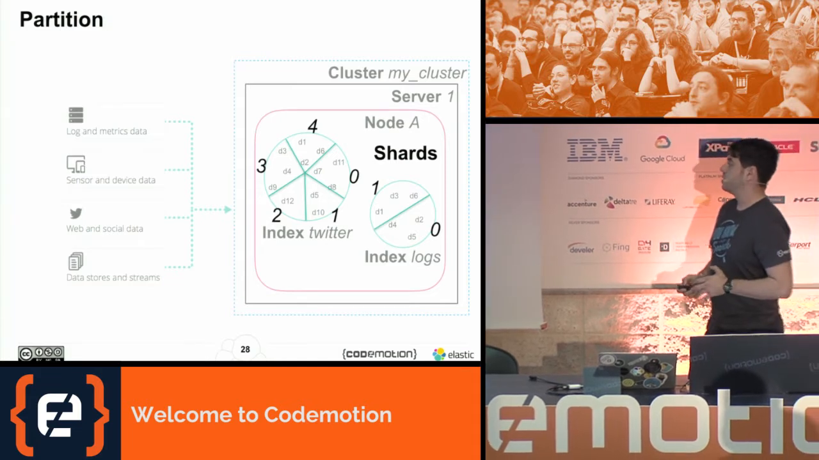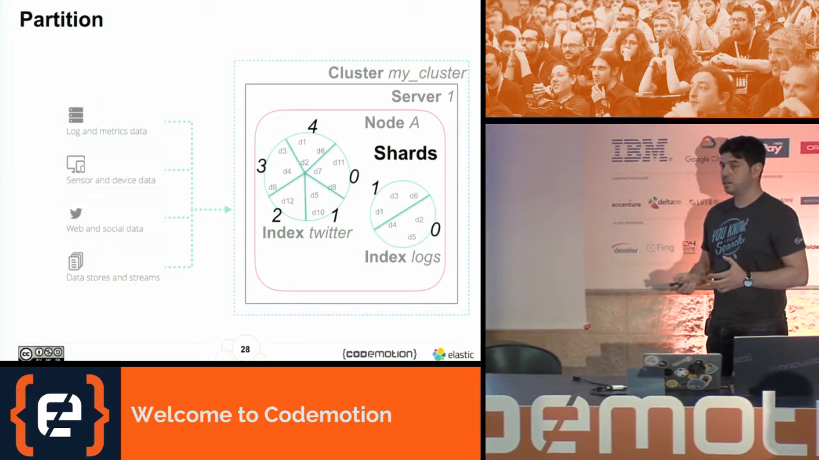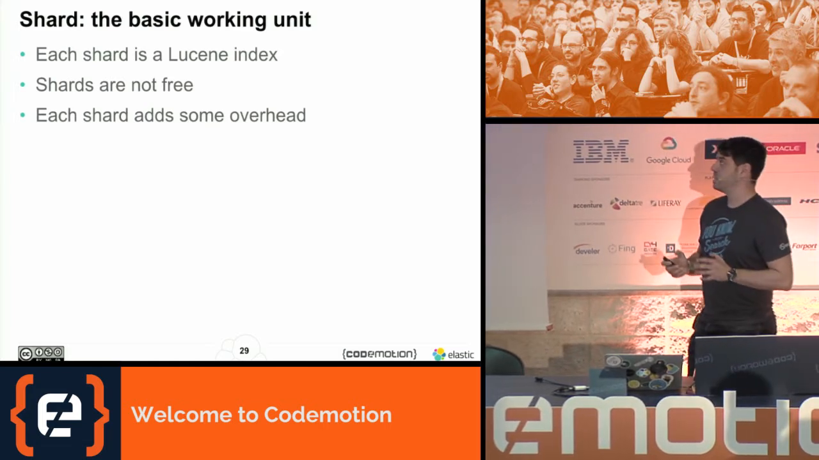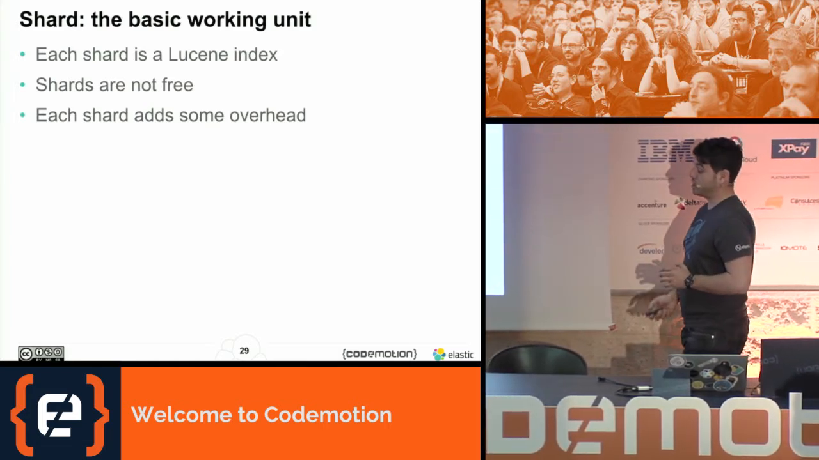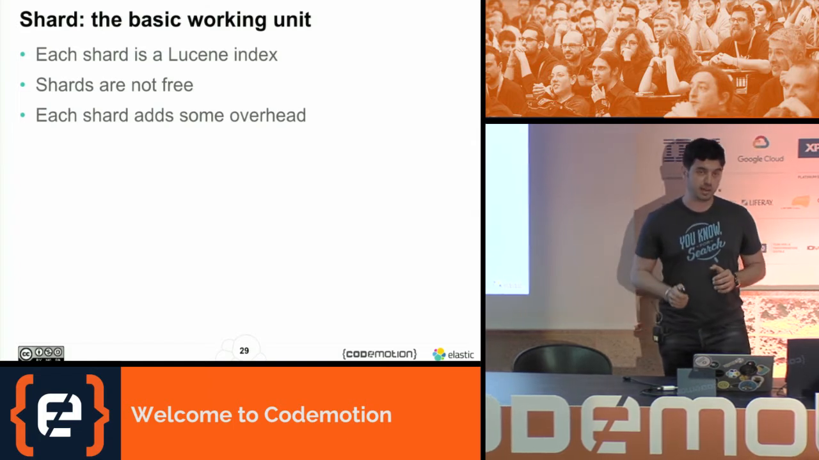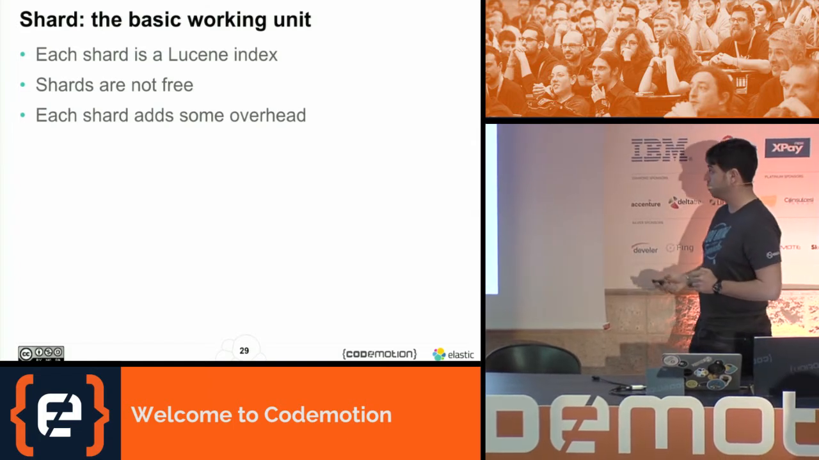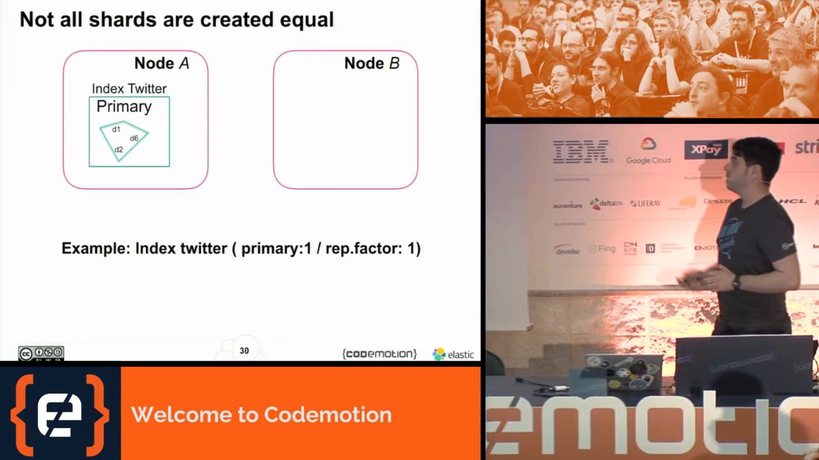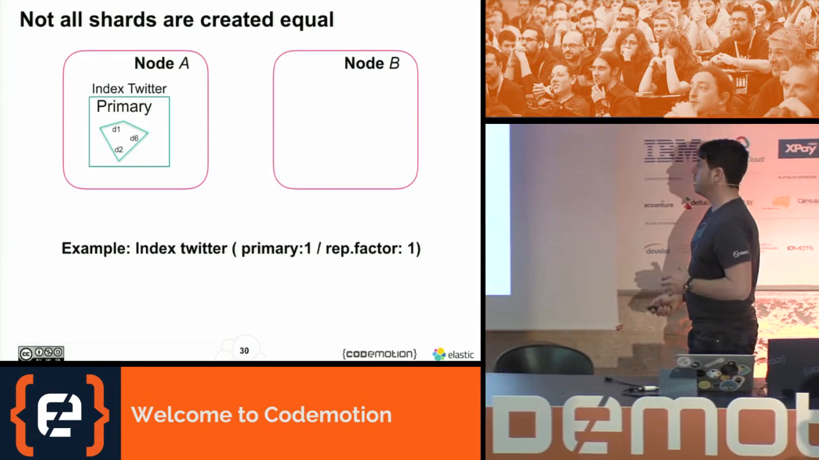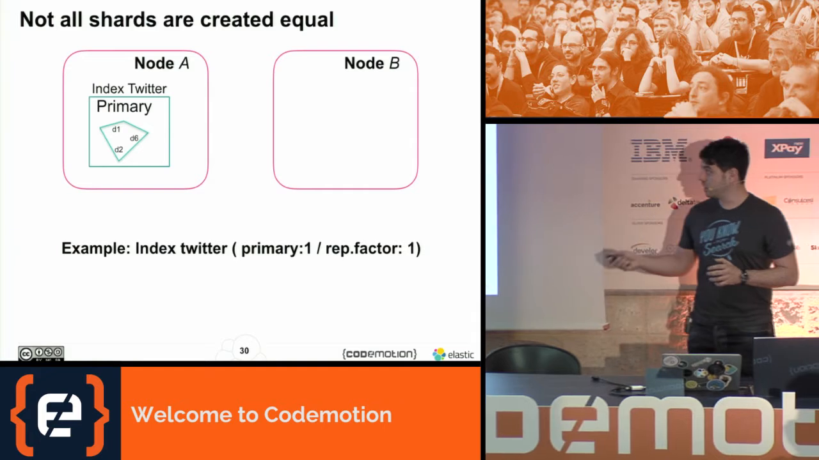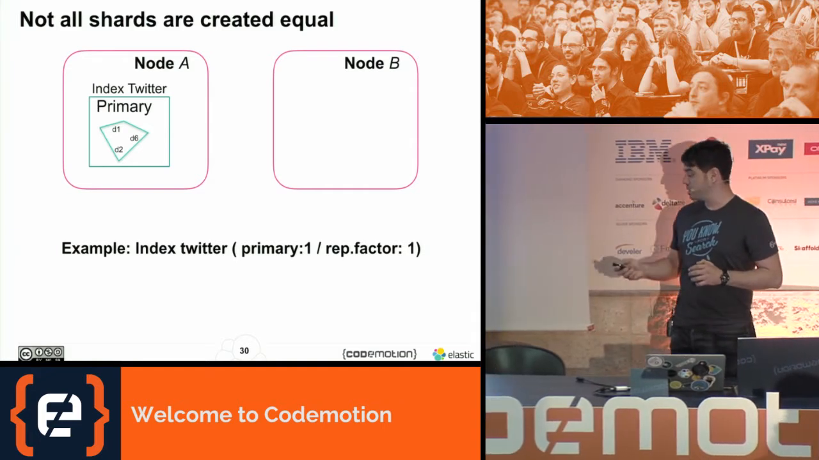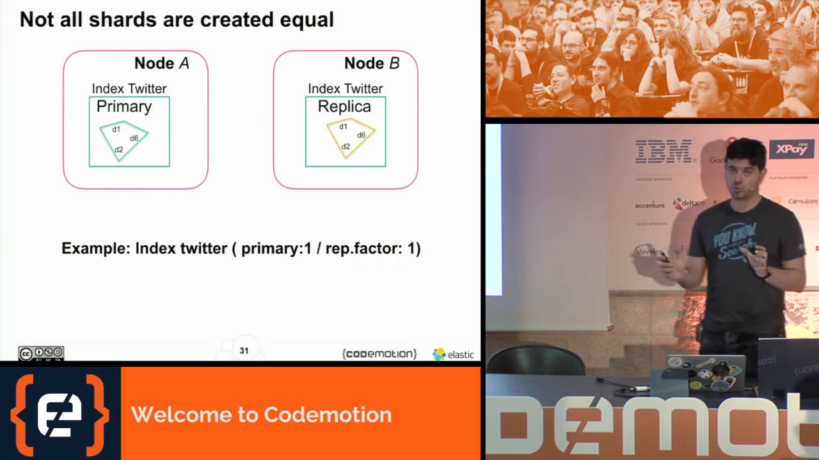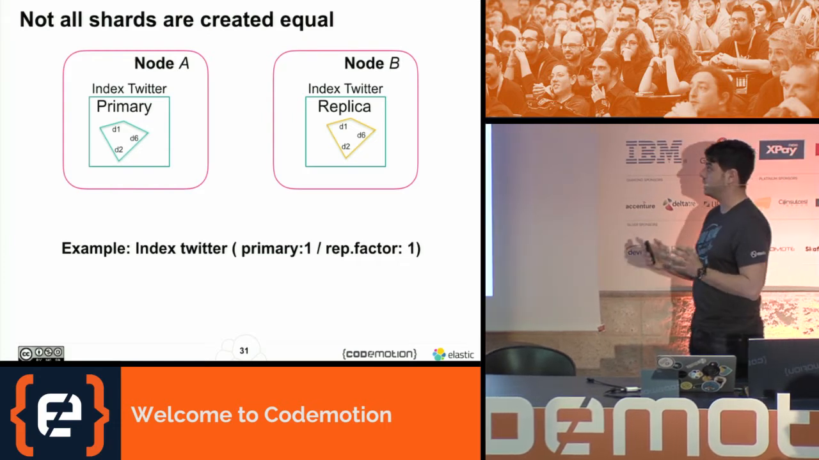So shards are the way to scale the data in Elasticsearch. It's the basic working unit. Each shard basically is a Lucene index, but shards do not come for free. There's some overhead, and we'll see later the implication of that. So not all shards are created equal. What does that mean? When we have an index configured with the primary shard set to 1, and we have a replication factor, so we have a primary and a replica shard. Those two make together this Twitter index.